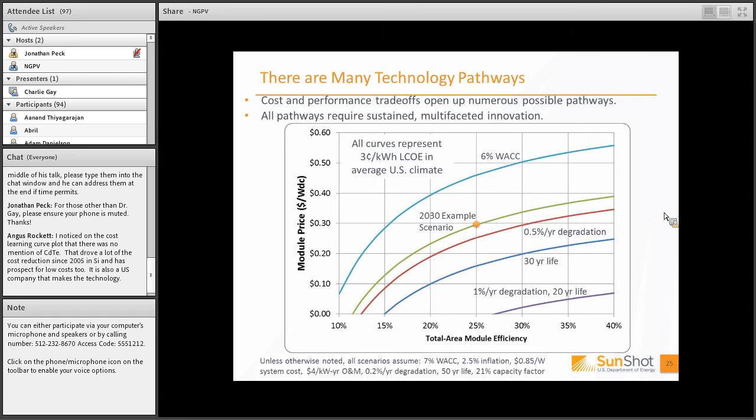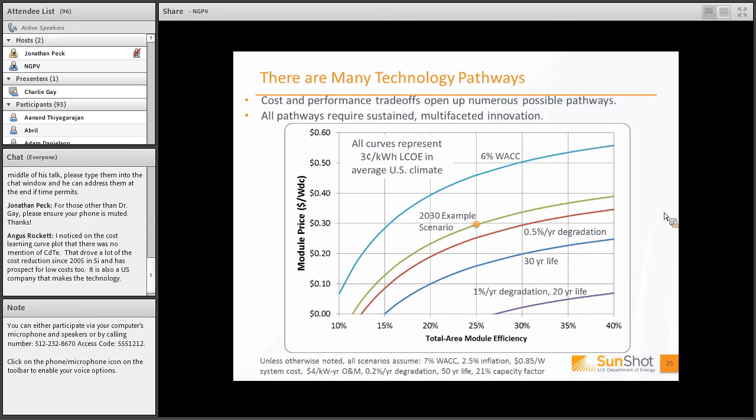There are a lot of different trade-offs that can be made. You can trade off efficiency and module price. This is a set of ISO LCOE curves, constant LCOE at 3 cents a kilowatt hour. A big lever here is the weighted average cost of capital. If people have greater confidence in the long-term performance of a system, it's possible to borrow money to capitalize a project at a lower interest rate.